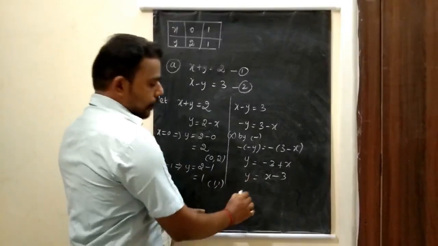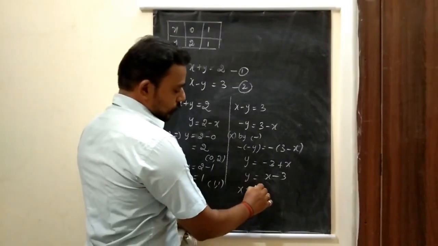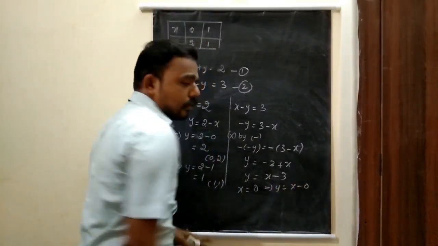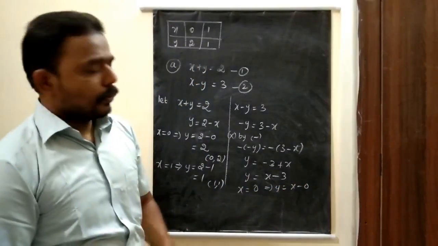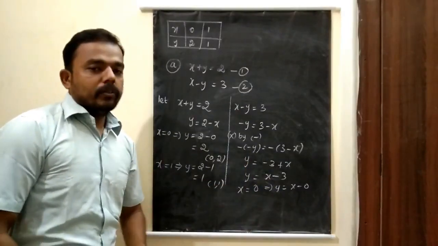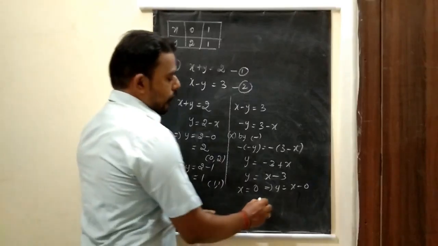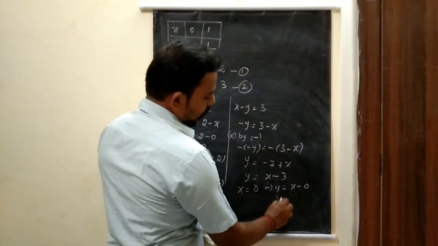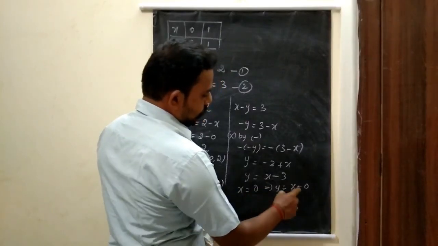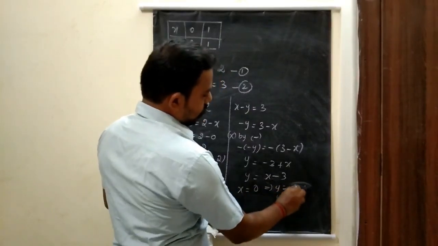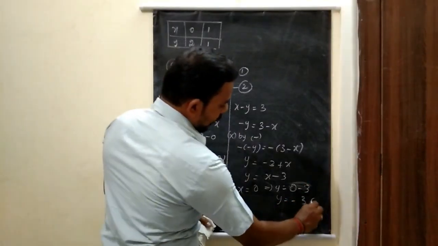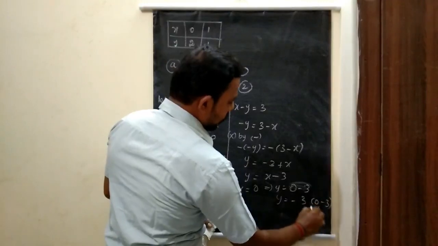Similarly here, I am going to substitute x equal to, suppose, 0. What happened? y equal to x minus 3. No need for only 0, 1, 2; you can substitute any number, but we need whole numbers. So y equal to x minus 3, substitute x equal to 0. So 0 minus 3, so minus 3. Similarly, the point is 0 comma minus 3.